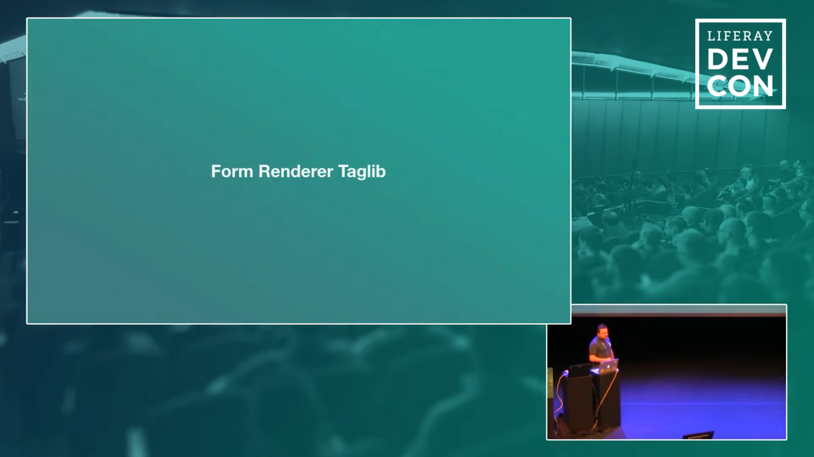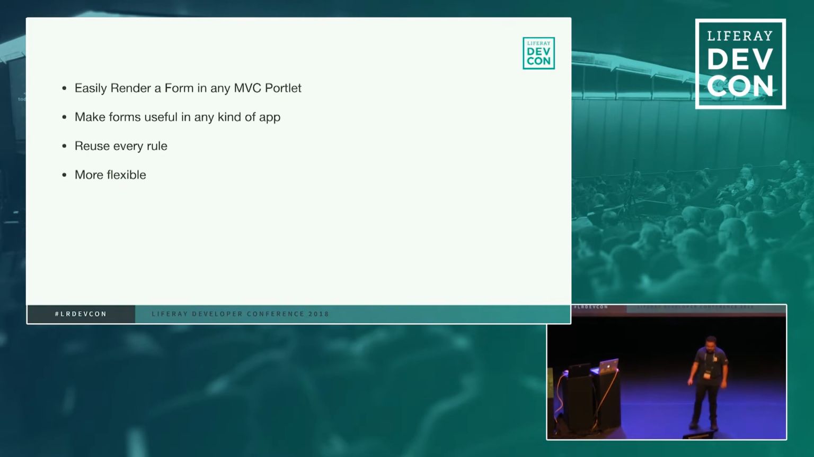And the form handler tag lib. This was very requested by our GS teams and for a lot of clients because it was very verbose to build a form and render it on a screen. So we fixed that for 7.1. It's going to be probably in 7.0 fix pack 83 or something. But you can render a form just passing a form ID. And you can use it in your custom apps, custom portlets, MVC portlets in Liferay, like I say here. So you can easily render a form. You can make forms useful in any kind of app.